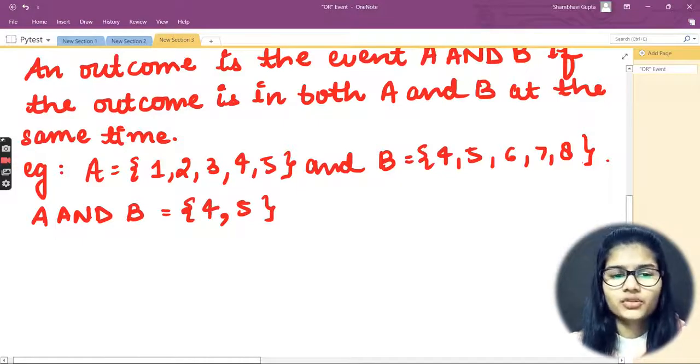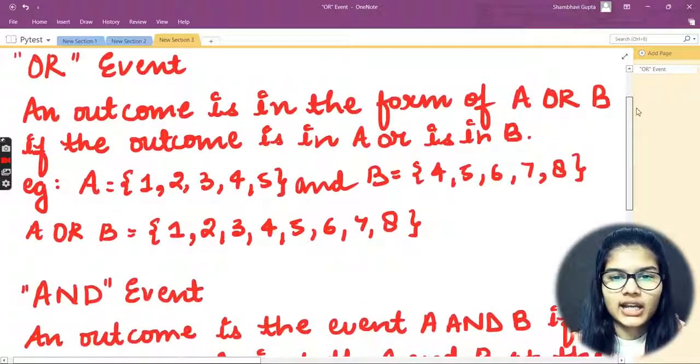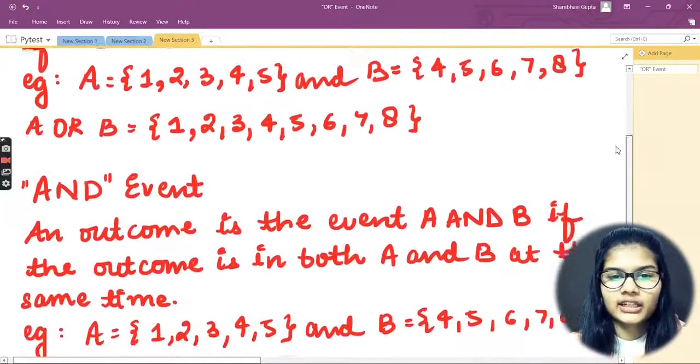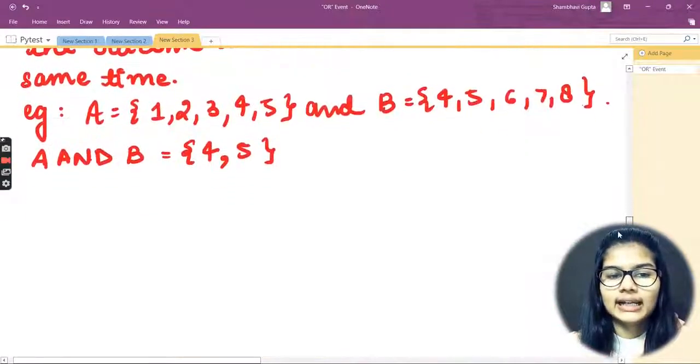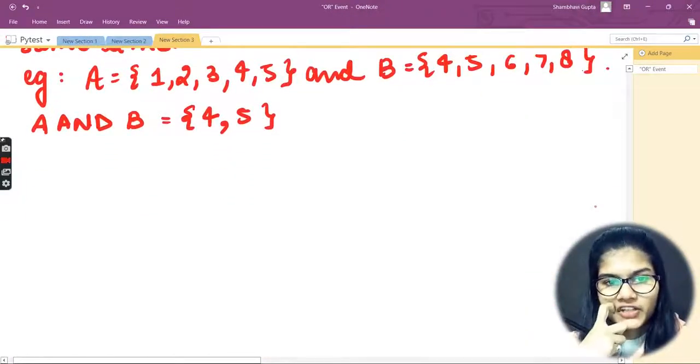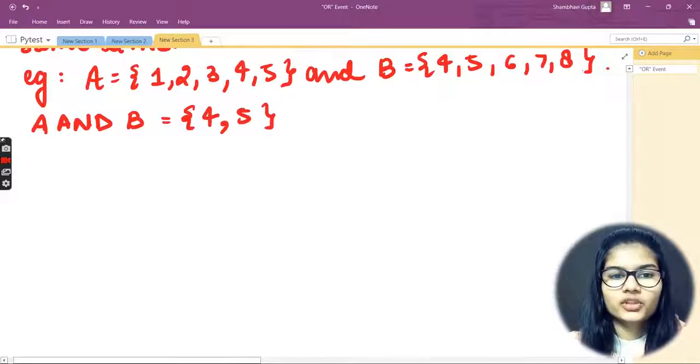So always remember, please do not get confused between the OR event and the AND event, because there is only a slight difference. In the OR event, whatever repetitive numbers are there, we do not consider those repetitions. And in the AND event, if a number is repeatedly coming, we just put that repeated number only. Fine, so I'm pretty clear with both of these things now.